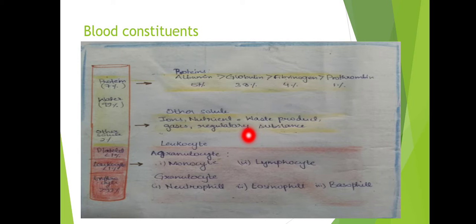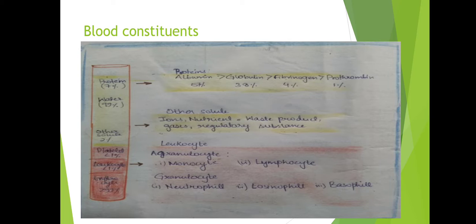Then the other solutes in the blood include ions, nutrients, and waste matters. Waste products, like urea, are also released into this plasma and get purified. Regulatory substances include hormones. These hormones regulate the function of various body parts. It helps in maintaining the health of the body as well.